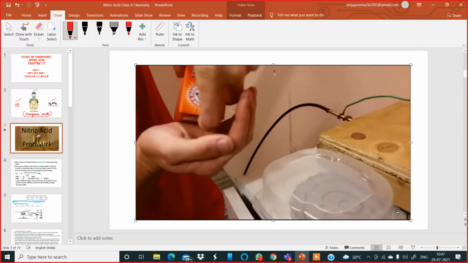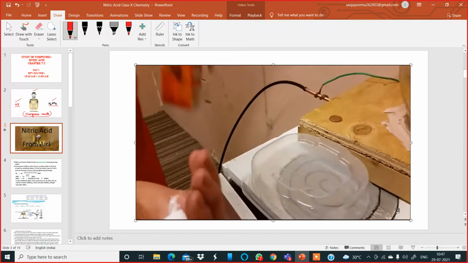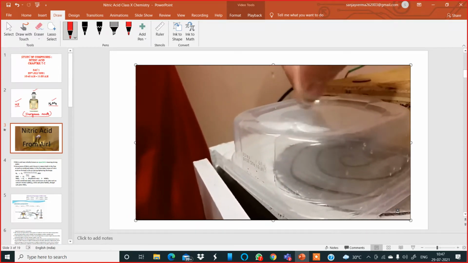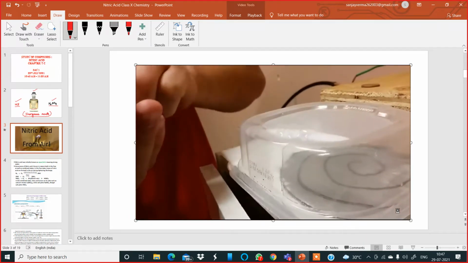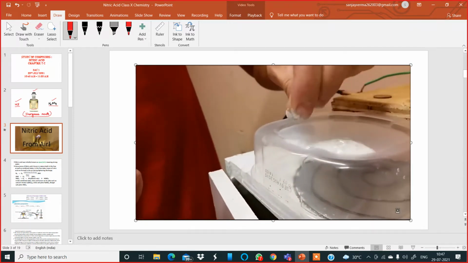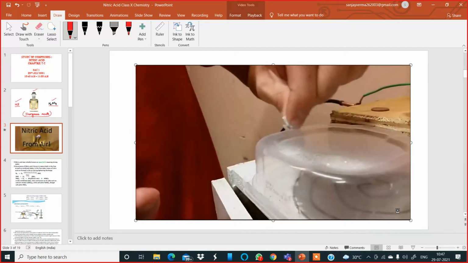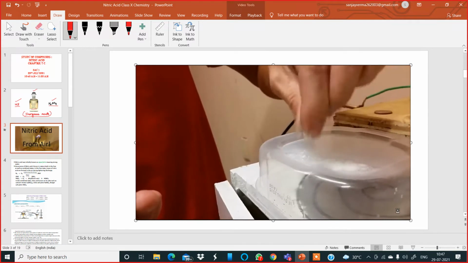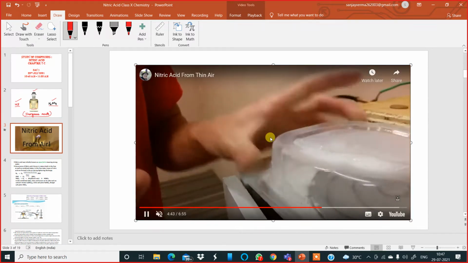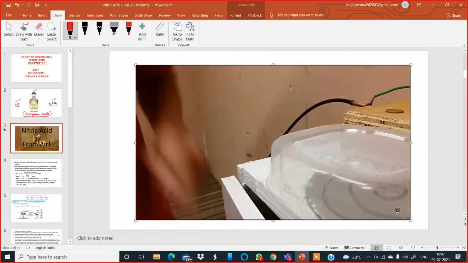Baking soda, the formula is NaHCO3, sodium bicarbonate salt. So he's going to add it to the liquid, and you can see the reaction between the acid, nitric acid, and baking soda. The gas which is formed is carbon dioxide gas. The effervescence which you see on the sample is because of the carbon dioxide gas coming out. So that confirms that the acid is nitric acid. That is how you obtain nitric acid from the air.